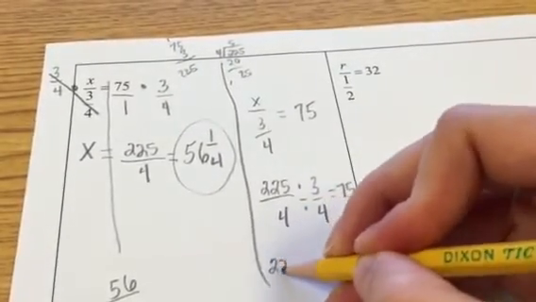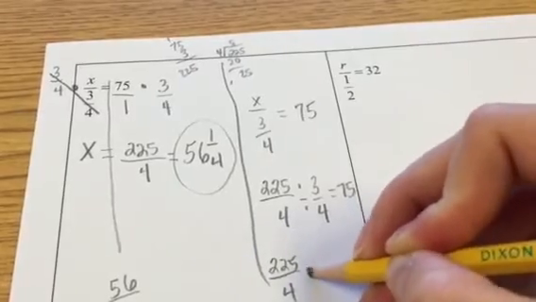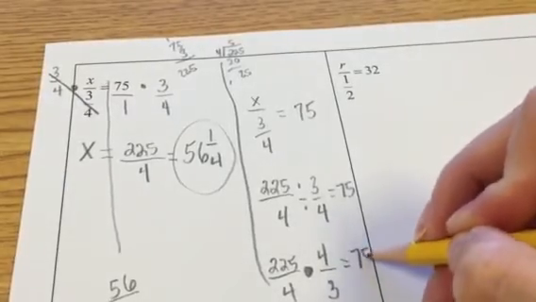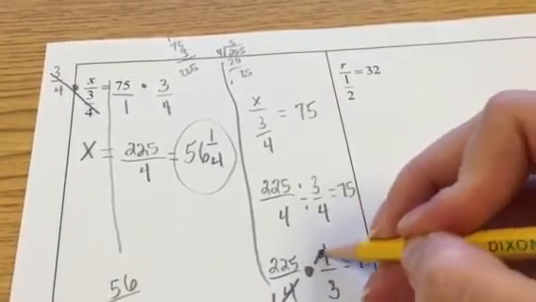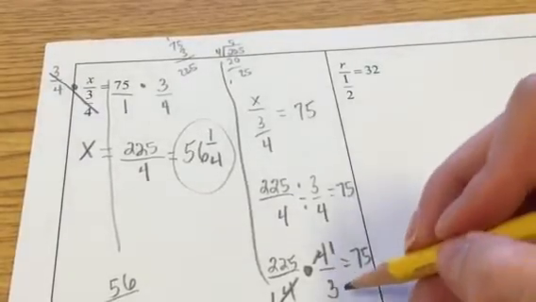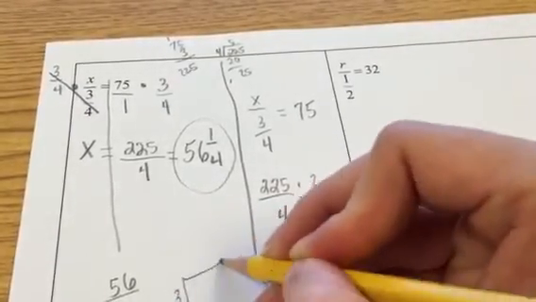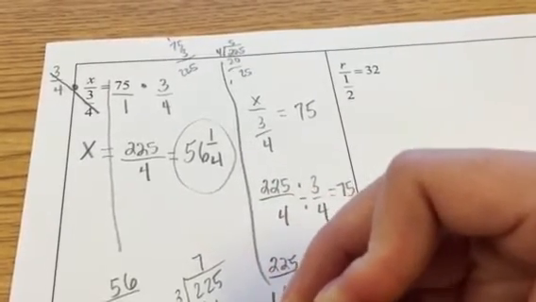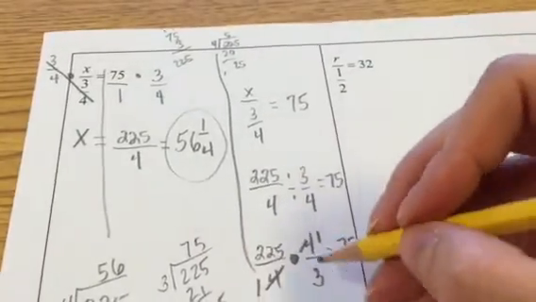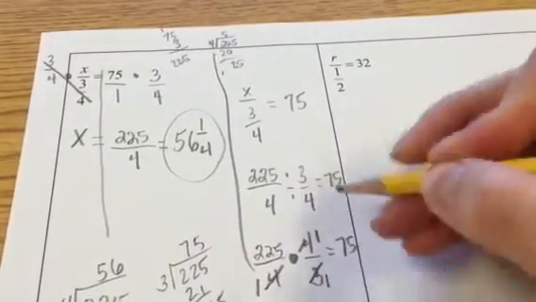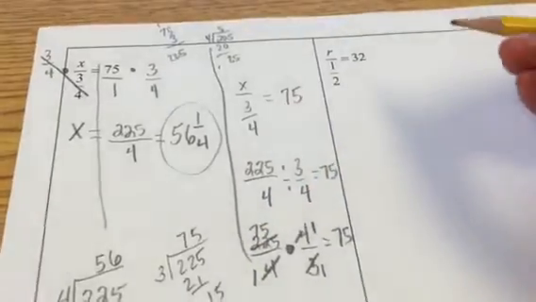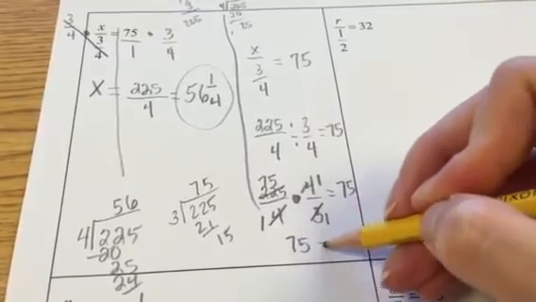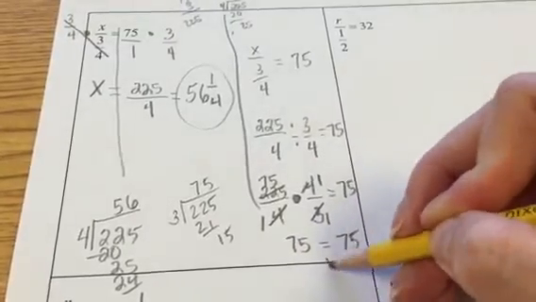I got to keep, change to multiplying, and flip. Should be 75. Well, I can see my 4's will reduce to 1. And then I'm not sure if 3 goes in, so I'm going to have to try 3 into 225. Well, it'll go in 7 times and 5 times. So actually, 3 is a factor. 3 goes in once, 3 goes in 75 times. So 75 times 1 is 75 over 1, which is 75. So it checks.